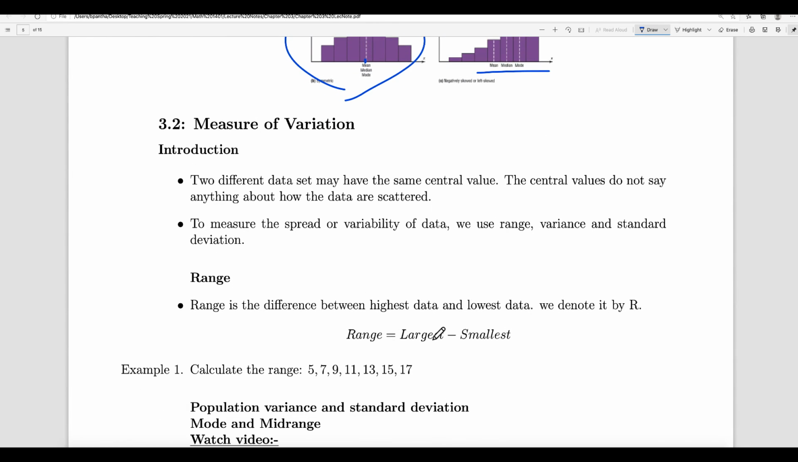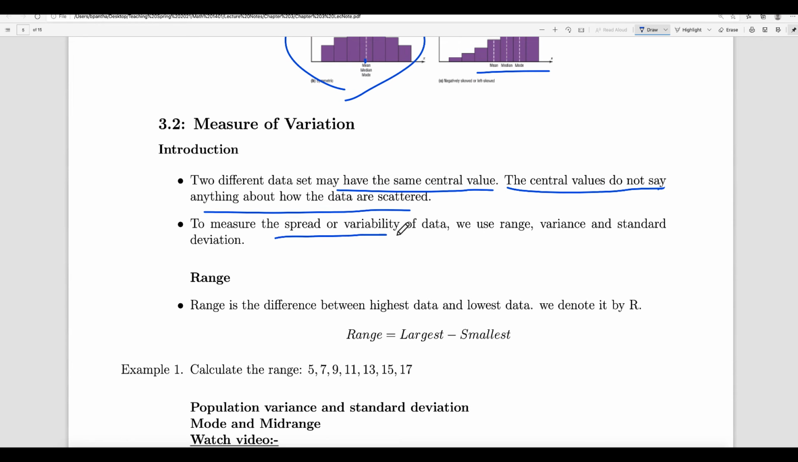The next thing we want to cover is section 3.2, which is the measure of variation. What is the meaning of measure of variation? We want to know which data is most scattered from the mean or the median, so from the central values. Two different data sets may have the same central value. The center value does not say anything about how much the data are scattered.